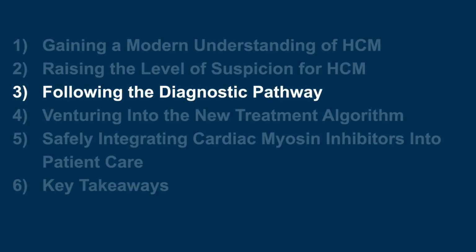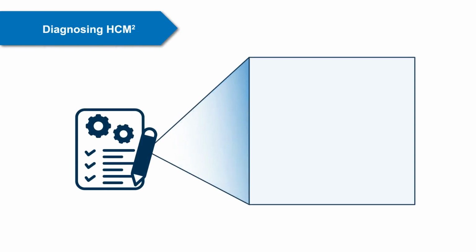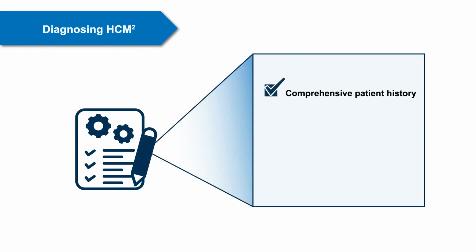So now you're more familiar with the way hypertrophic cardiomyopathy may present in your clinic. What are the best diagnostic tools to confirm your suspicions, and how can you use them most efficiently? Let's follow the diagnostic pathway. To make a diagnosis of hypertrophic cardiomyopathy, it's really important to follow a systematic approach that begins with history taking to establish a patient's symptoms and also to examine a family history.